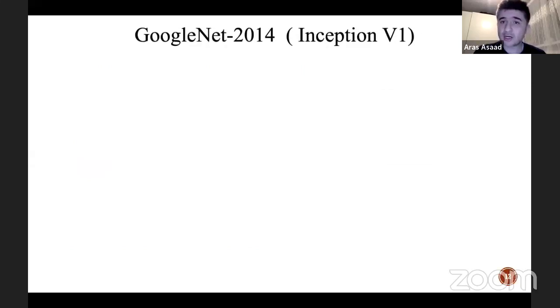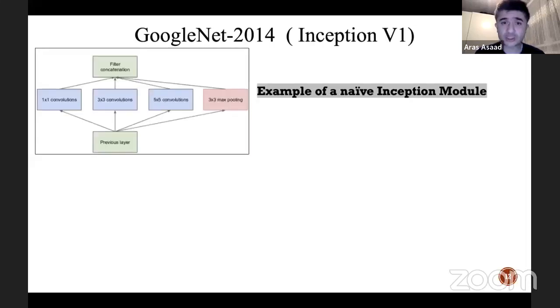GoogleNet, as it is known in the literature, Inception. Beside the idea of having more convolutional layers and residual connections, Google introduced an Inception model. So what is an Inception model? You can have an Inception cell that has a 1x1 convolution and 3x3 and 5x5 and max pooling all in one, and then you concatenate all of the results, and then you go to the next layer.